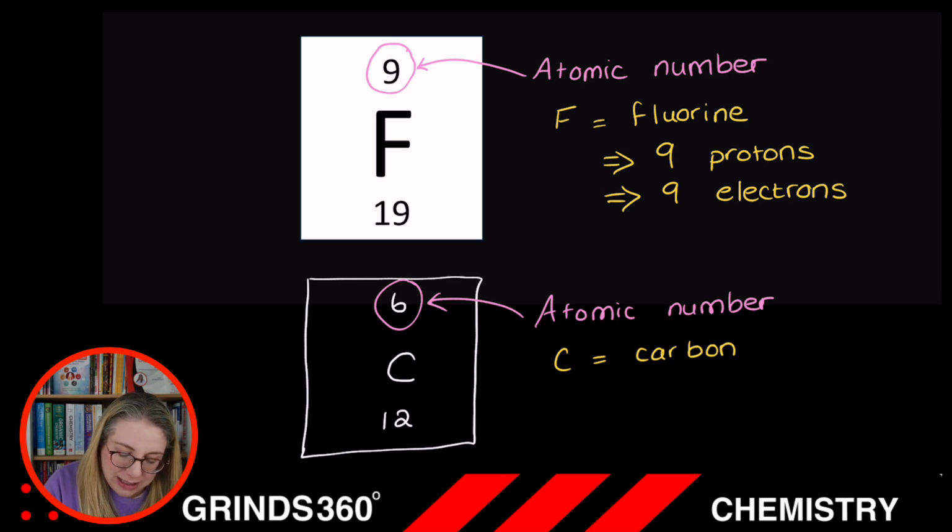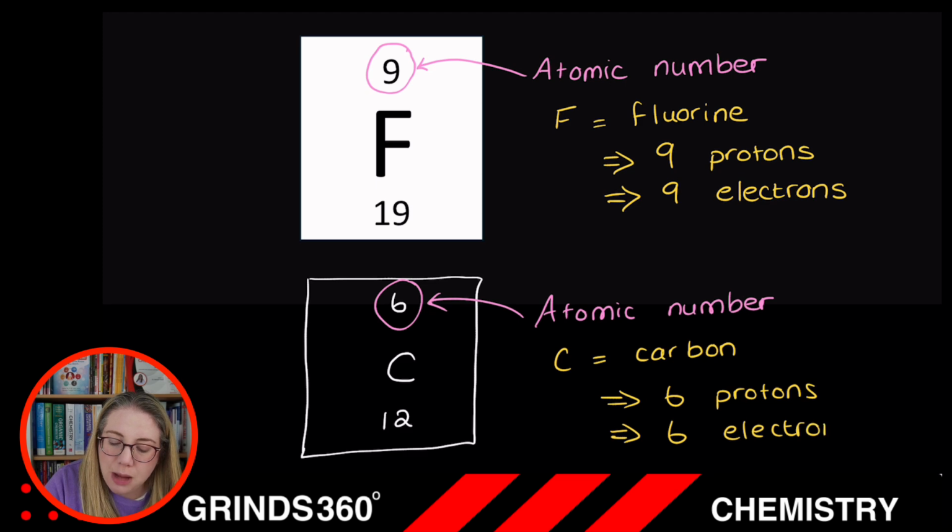Now that's telling me that carbon has 6 protons in the nucleus. And because it's an atom, we would also have 6 electrons. But even if you were asked what is the atomic number of an element, you always tell me it's the number of protons in the nucleus. And we don't mention the word electrons in relation to the atomic number at all. So just be careful of that.